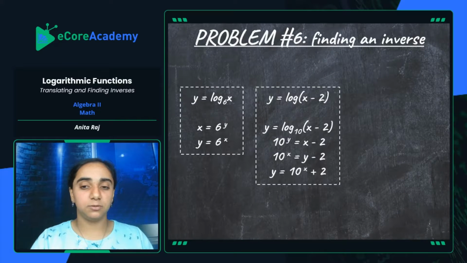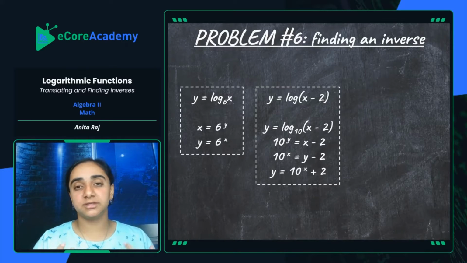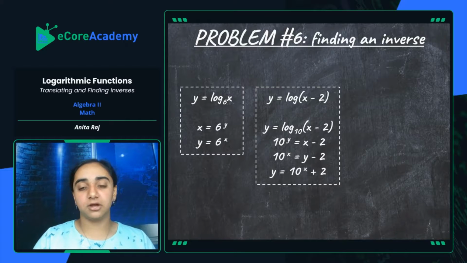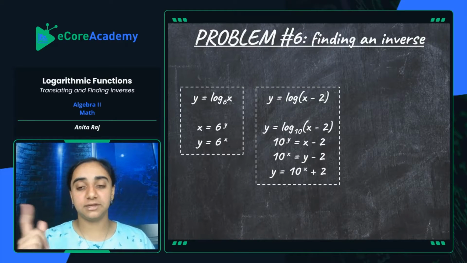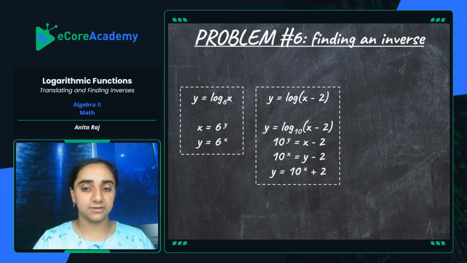Let's look at the second problem, which is a bit more challenging. y equals log, and in parentheses, x minus 2. Keep in mind that we are in parentheses. That's going to be very important. So we can rewrite this as y equals log base 10 of x minus 2, because this doesn't have any clear base, we can assume it's a common log, and common logs have base 10. It's important to include that 10 because it will help you when you rewrite in exponential form.